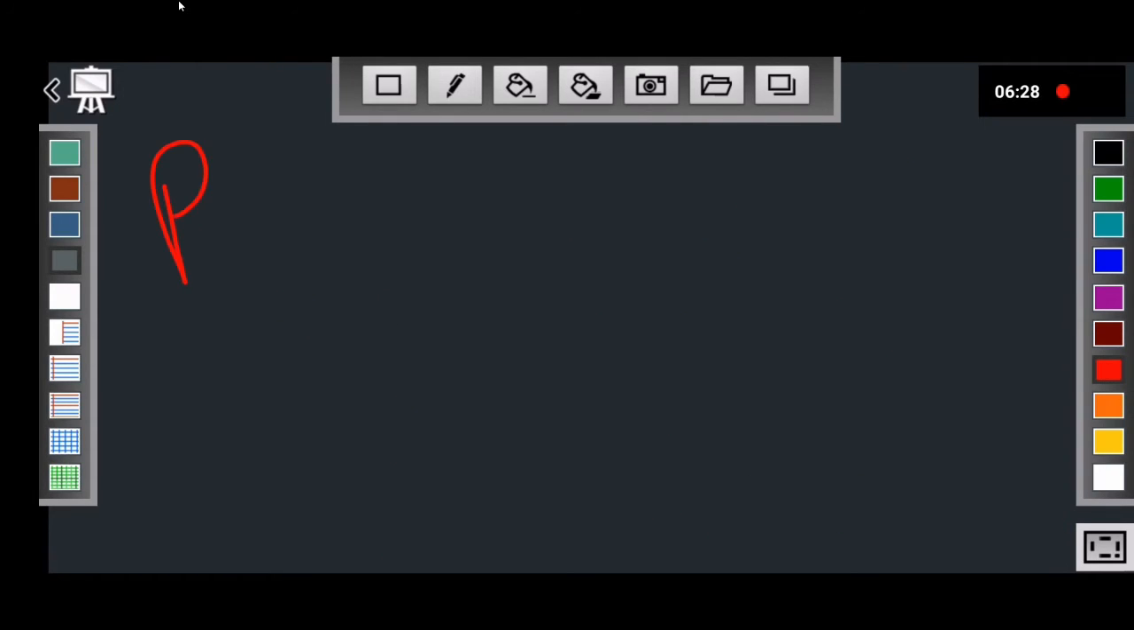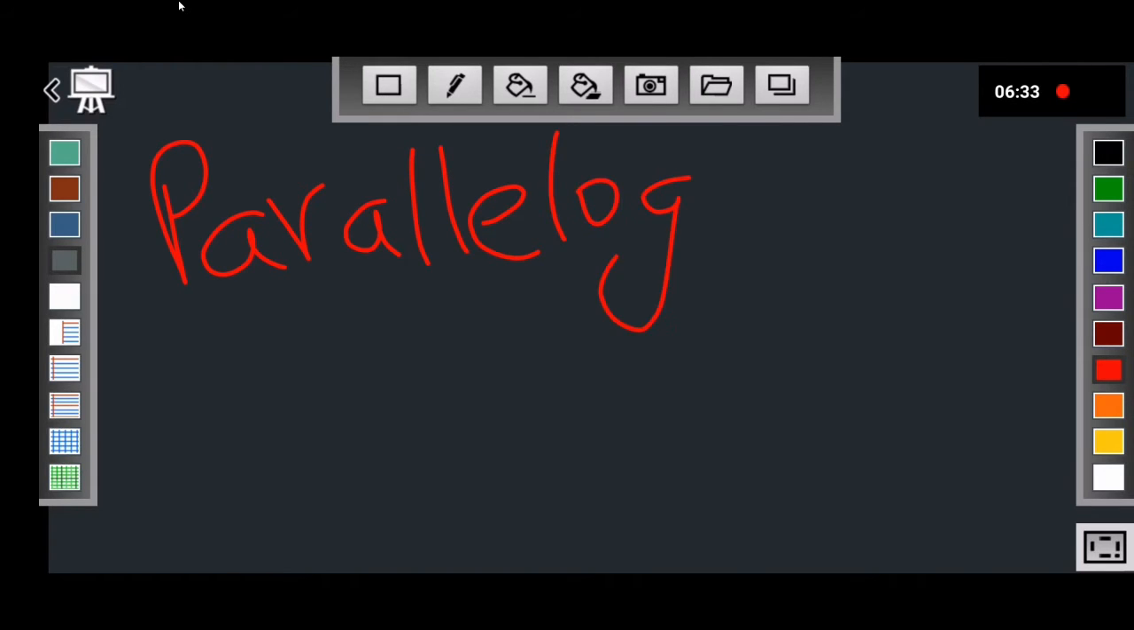Now I am going to teach you the parallelogram law of vector. Parallelogram law of vector.